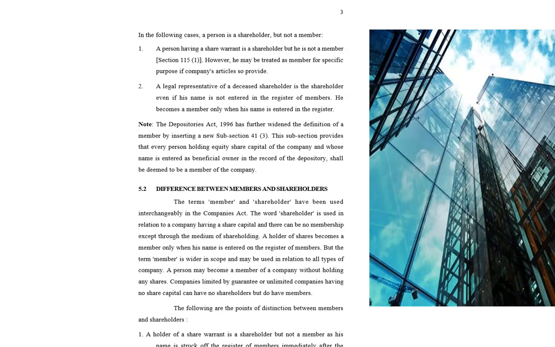Difference between members and shareholders. The terms member and shareholder have been used interchangeably by the Companies Act. The word shareholder is used in relation to a company with share capital, and there can be no membership except through the medium of shareholding. A holder of a share becomes a member only when his name is entered in the register of members. But the term member is wider in scope and may be used in relation to all types of companies.